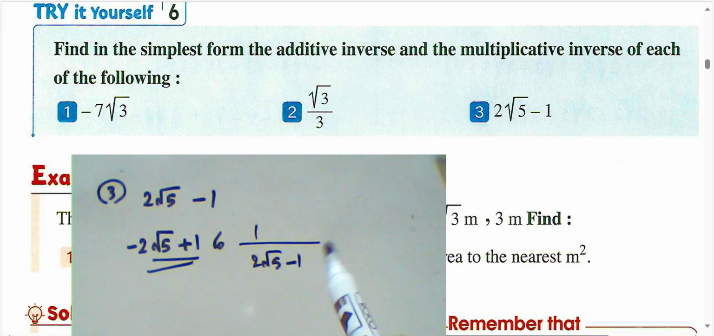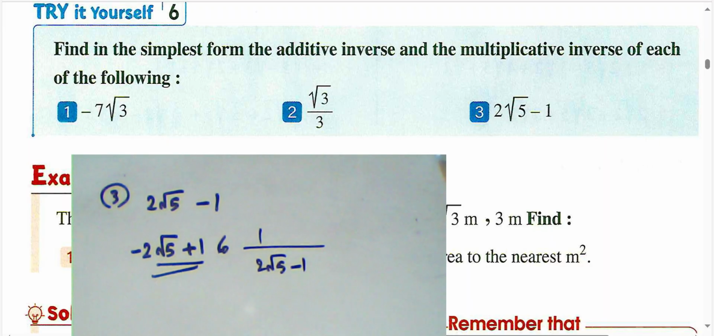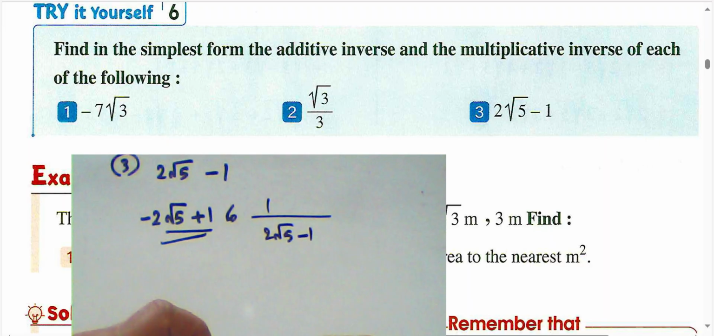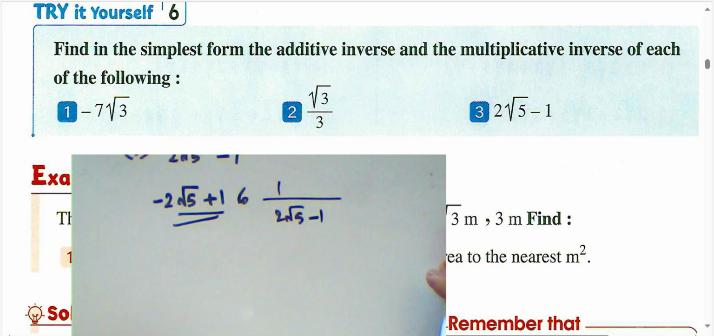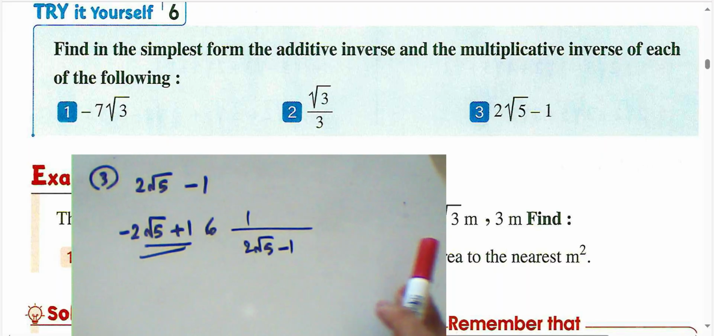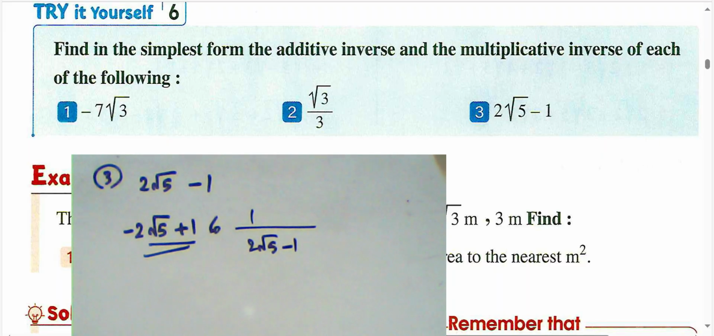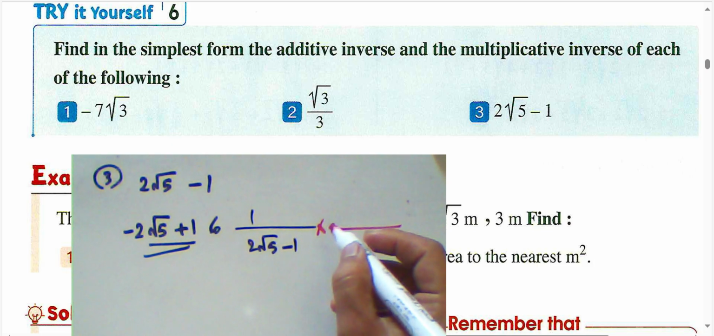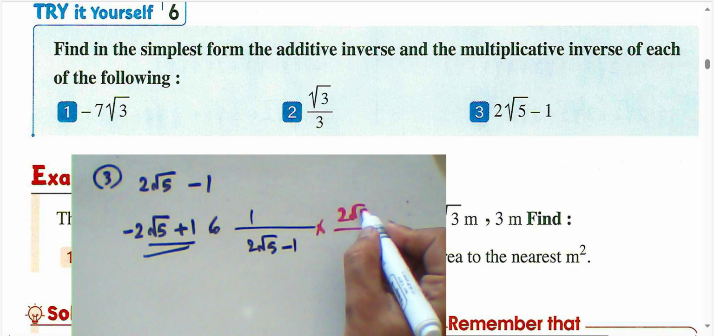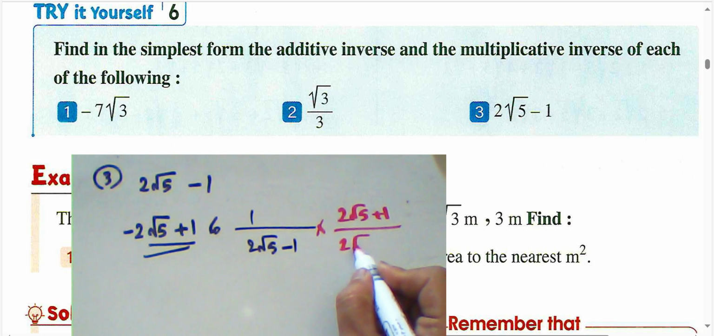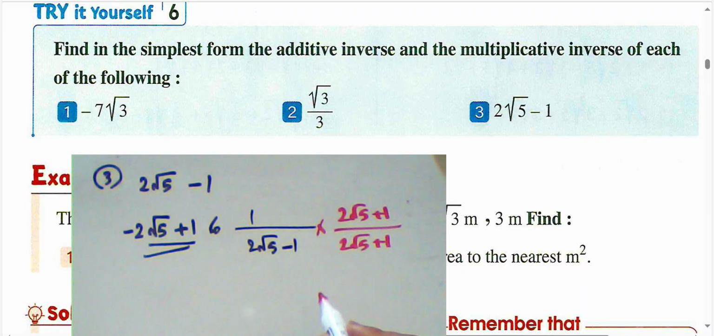To simplify this fraction, you must multiply by the conjugate of the denominator. For the conjugate of the denominator here, you must change the sign: the negative sign will be positive. Write 2 root 5 plus 1 over 2 root 5 plus 1, and then you can simplify it.